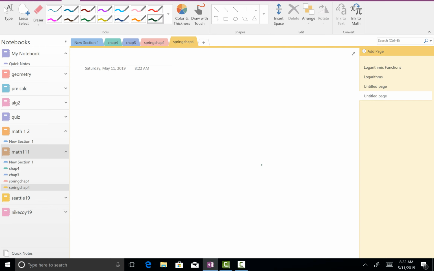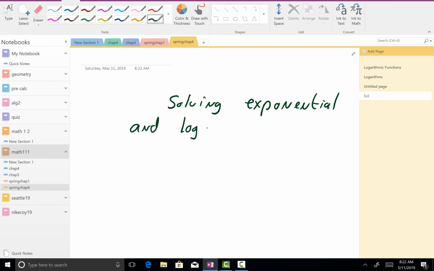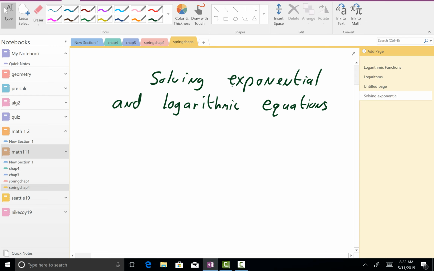Okay, so let's look into 4.6. The biggest thing in here is kind of solving some exponential equations.